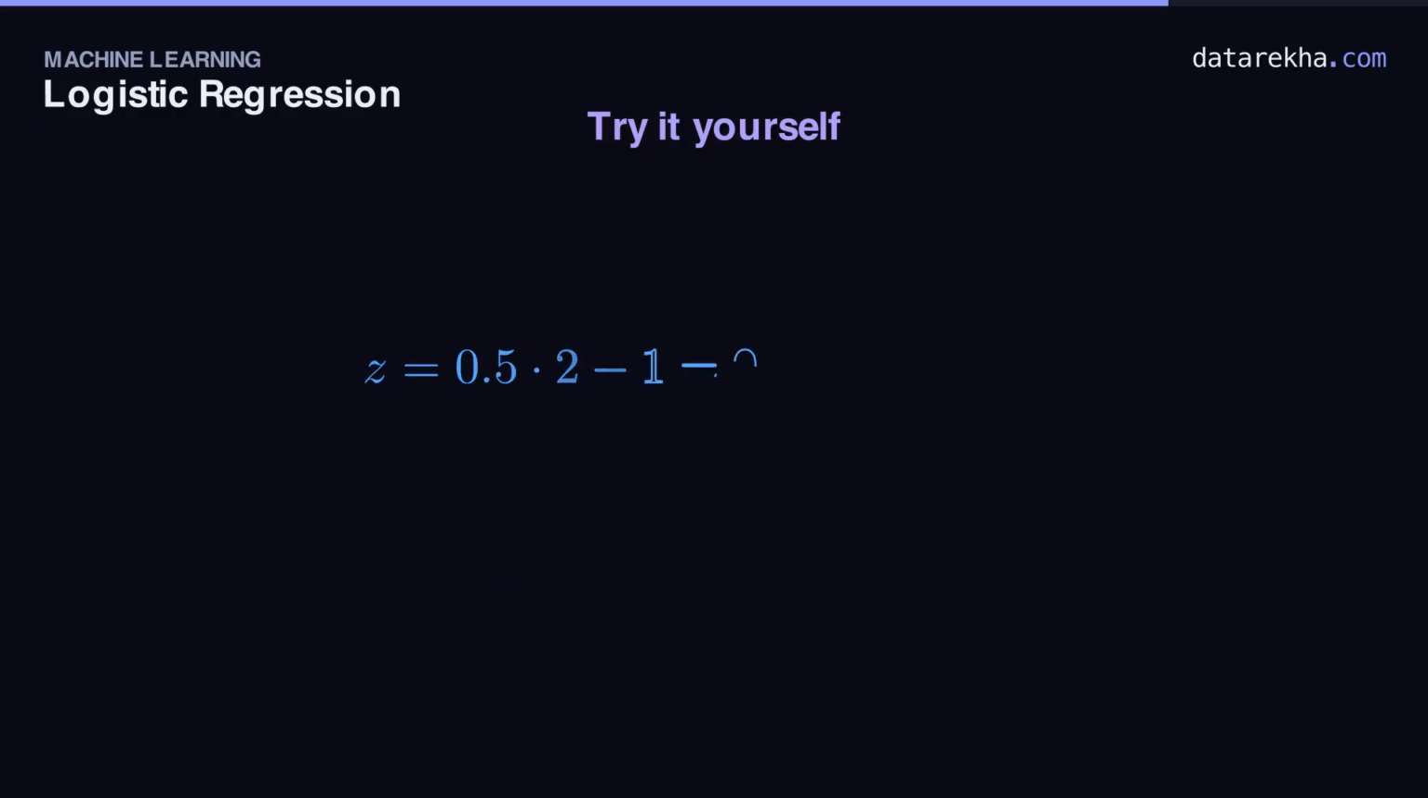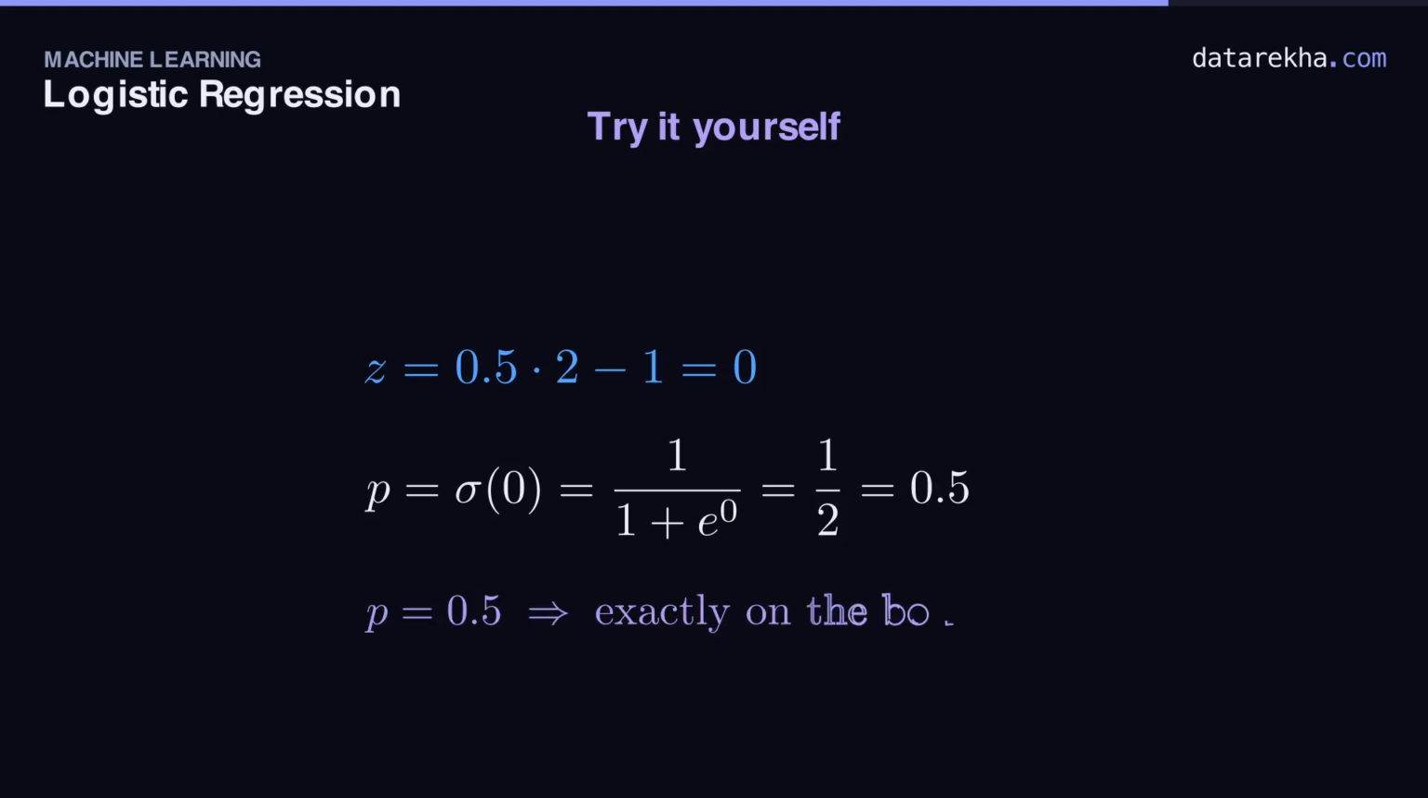Here's the walkthrough. 0.5 times 2 is 1, minus 1, so z is exactly 0. And sigma of 0, we know cold, is 1 half. So the probability is 0.5, which means this point sits precisely on the decision boundary. The model is perfectly torn, 50-50. By our Atlas rule, it tips to class 1, but it's the most uncertain call it can make. If you found 0.5, you've truly got the sigmoid.